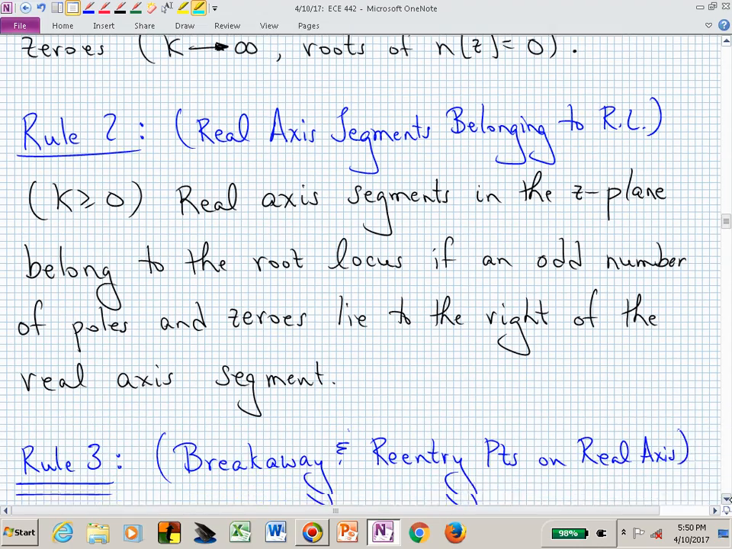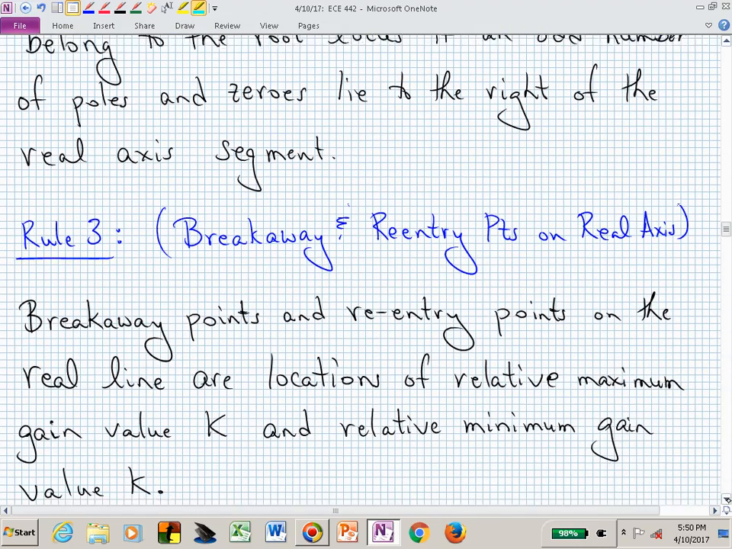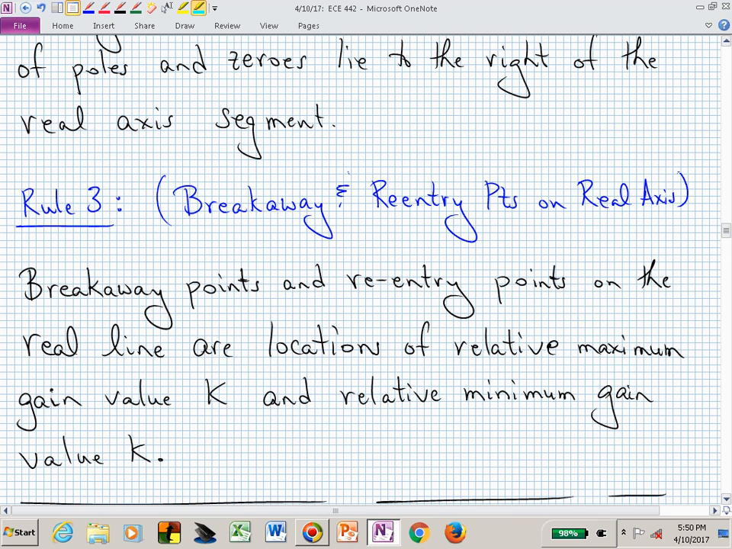Rule 3 now looks for breakaway and reentry points. And you may or may not have either of these, depending on the pattern of poles and zeros that you're playing with or that exist in your closed loop system. But now the breakaway points are where you have a relative maximum. The breakaway would be if you had something like this.